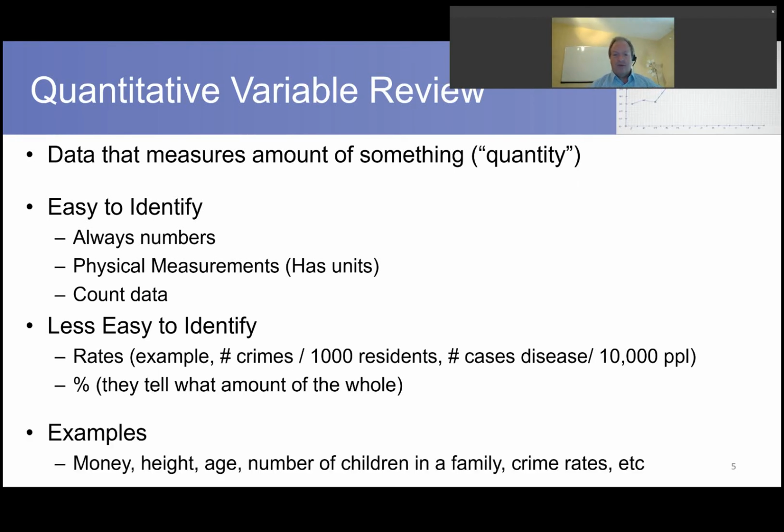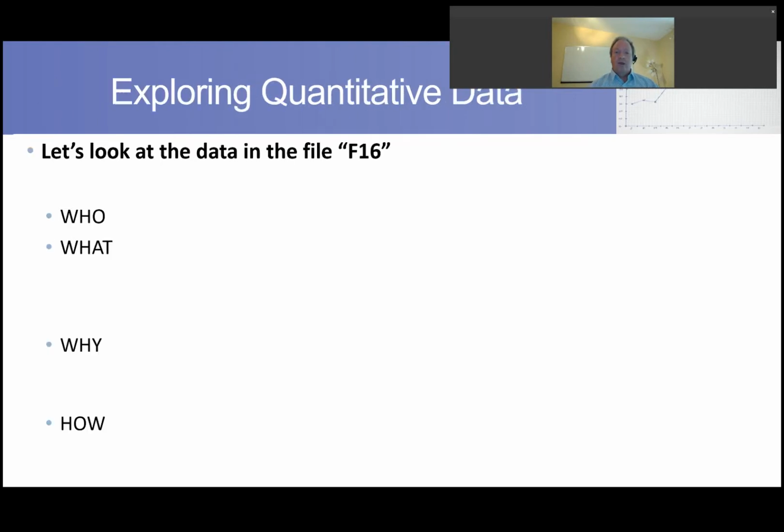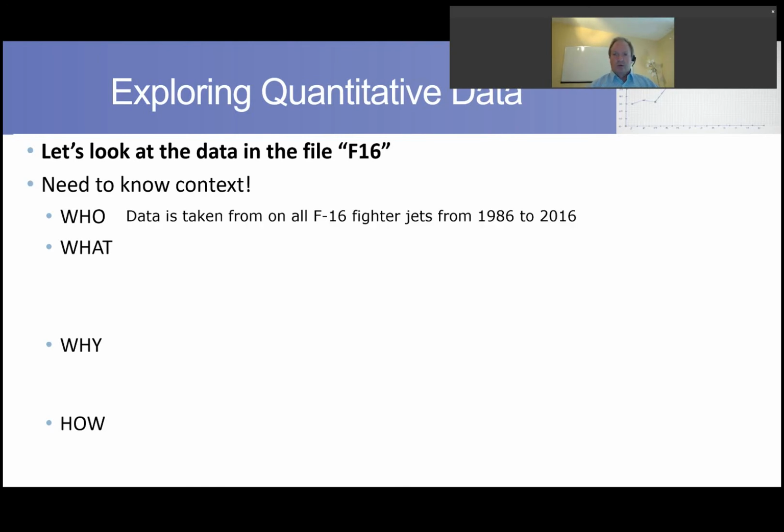So some examples, pretty straightforward. And at this point, I'm assuming that everyone probably has quantitative variables down pretty well now. So what I want you to do is to look at this data set, and we're going to do a little bit of contextual background here. So first of all, who are we looking at? Who are these things that are in our data set? So this is data that is taken from all F-16 fighter jets from 1986 to 2016. So these are the individuals in our sample.